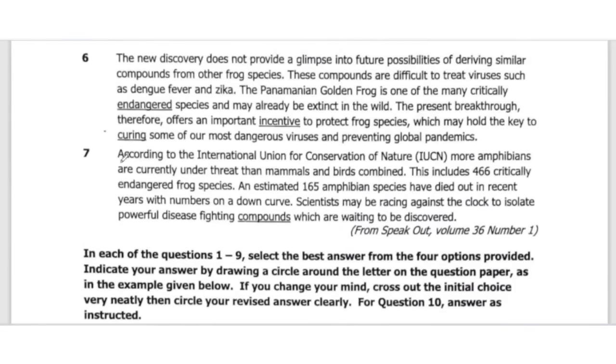Okay, so we come to paragraph 7, let's see what is written there. According to the International Union for Conservation of Nature, more amphibians are currently under threat than mammals and birds combined. This includes 466 critically endangered frog species. An estimated 165 amphibian species have died out in recent years, with the numbers on a down curve. Scientists are racing against the clock to isolate powerful disease-fighting compounds which are waiting to be discovered. Okay, so we want to find what they mean, racing against the clock.